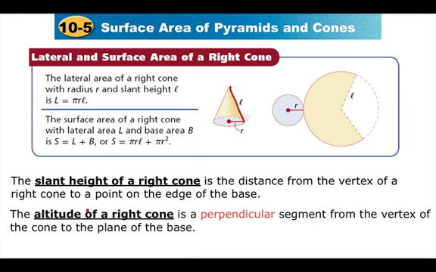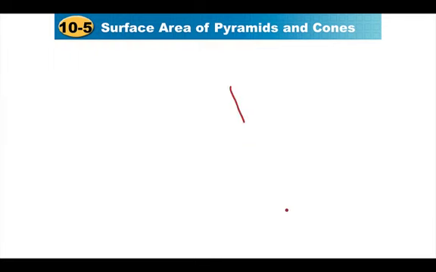And the altitude of a right cone is a perpendicular segment from the vertex of the cone to the plane of the base. So this is the altitude of the right cone, and again, it follows this definition. Let's move on to the next slide.